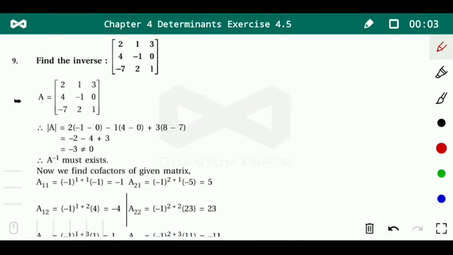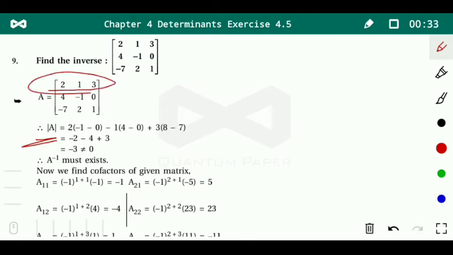Find the inverse of the matrix 2 1 3, 4 minus 1 0, minus 7 2 1. So same as above, first of all we have to check whether the determinant of the given matrix is 0 or non-zero. So first of all we have to find the determinant of A. We can solve by taking any row or any column, as we already discussed last time. So we will solve by taking the first row.